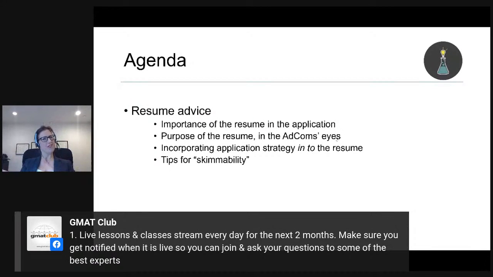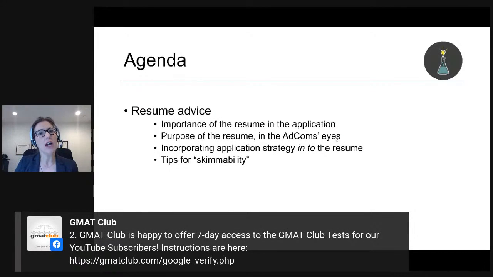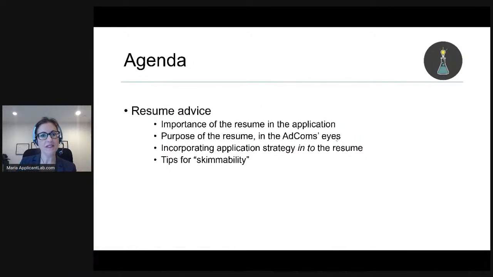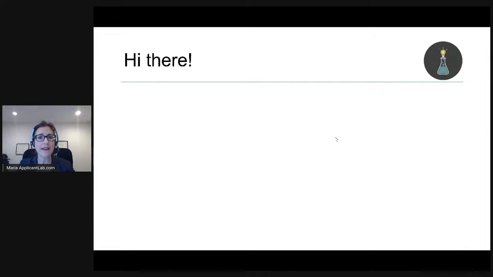What is the purpose of the resume in the eyes of the admissions committee? Why do they even really ask for it? Then we're going to talk about lots of different tips to make your resume as powerful as possible. So how do you incorporate your overall application strategy into the resume? And then I'm going to give you lots of little tips to make your resume as skimmable and easy on the eye as possible.